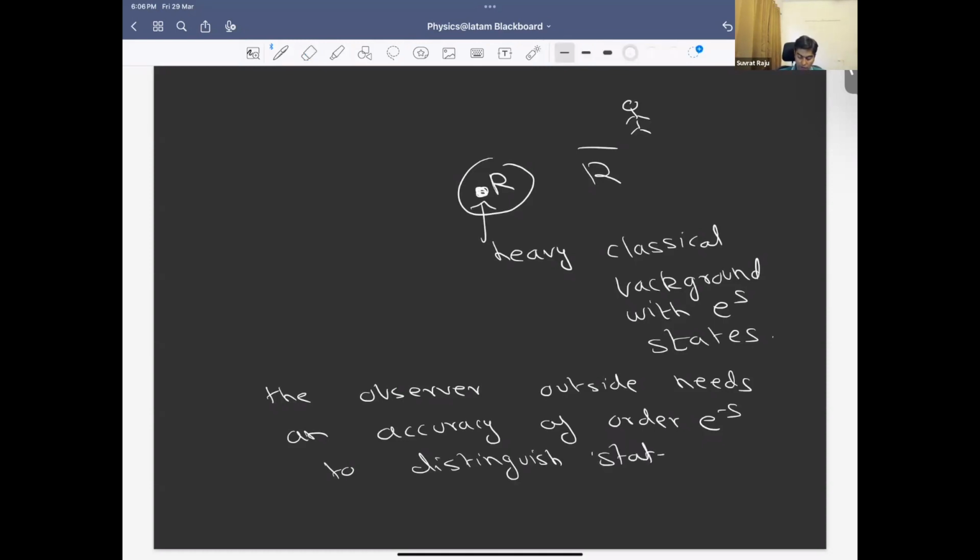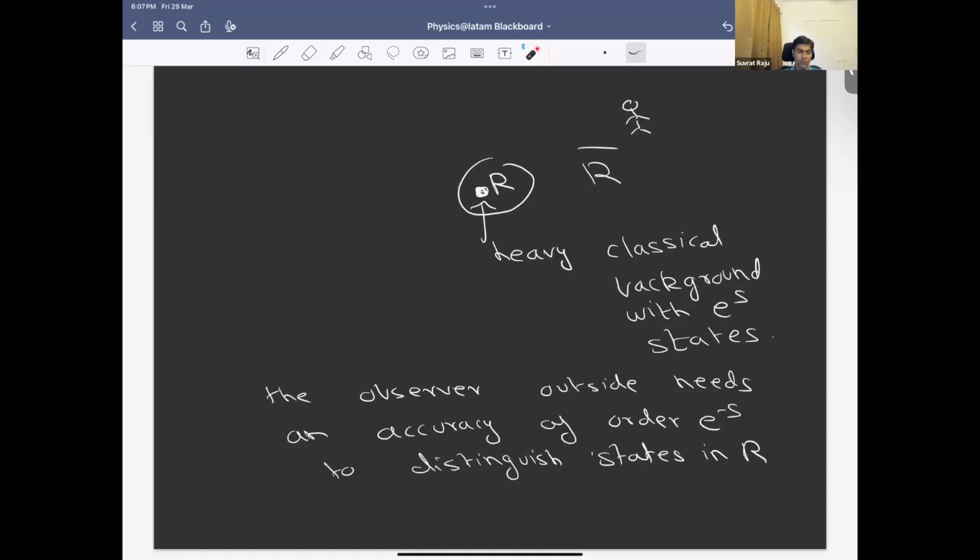I hope this point is clear. You see, what we were doing was making different measurements of different correlation functions, measuring correlators outside, and then using those correlators outside to reconstruct what's happening in R. However, you could say, what if there are lots of possible states inside R?